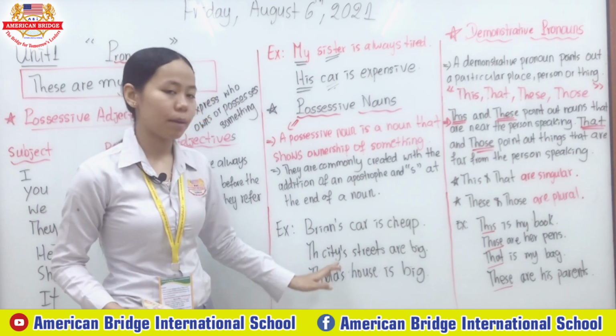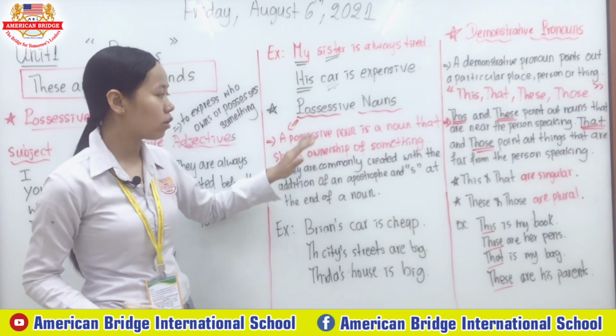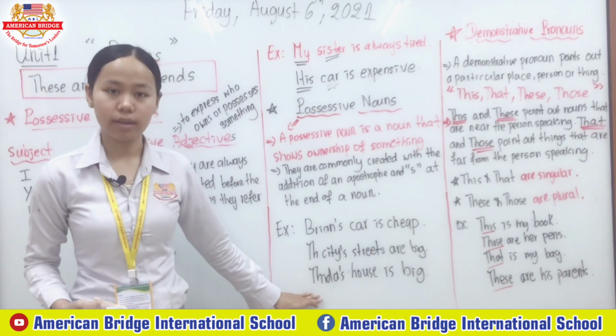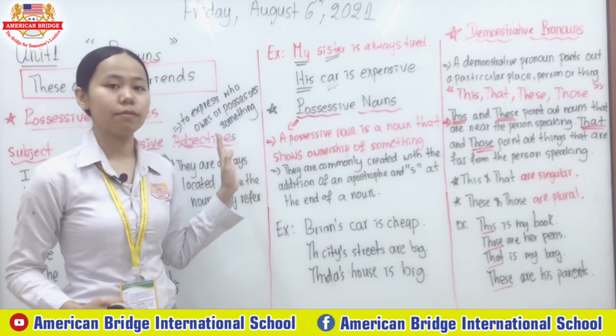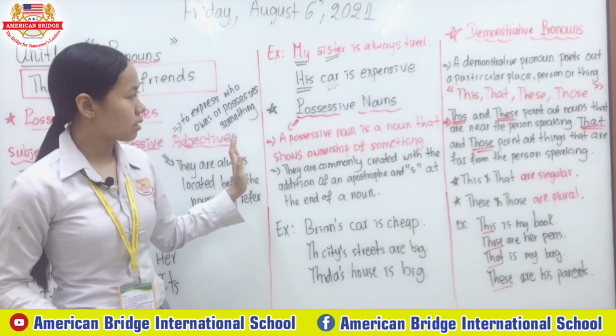So Thida's, with an apostrophe and s, we call a possessive noun. This is a noun that shows ownership. So it means that the house here belongs to Thida. Okay, everyone, this is the possessive noun. Understand? Alright, so that's it for possessive nouns.